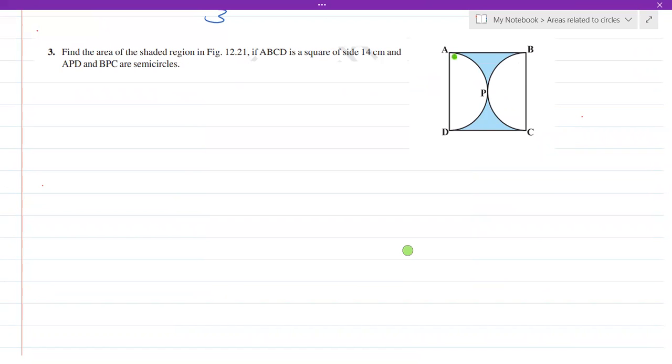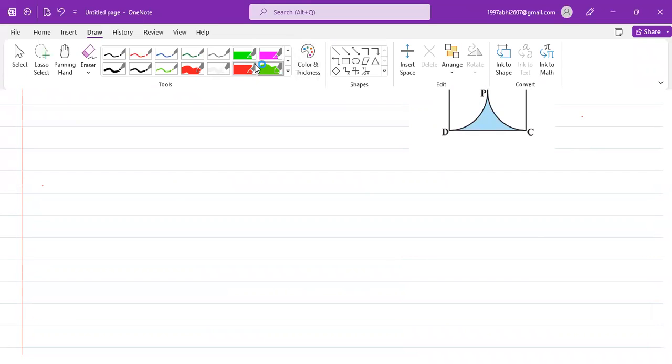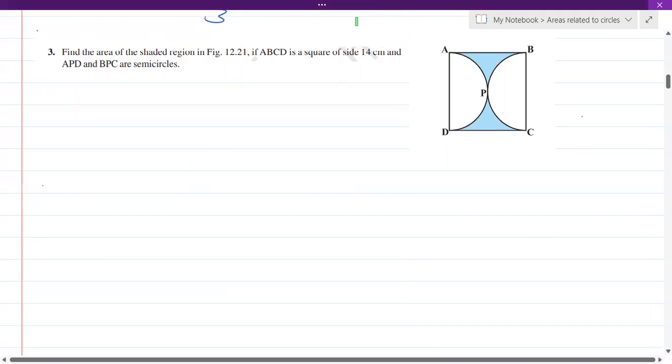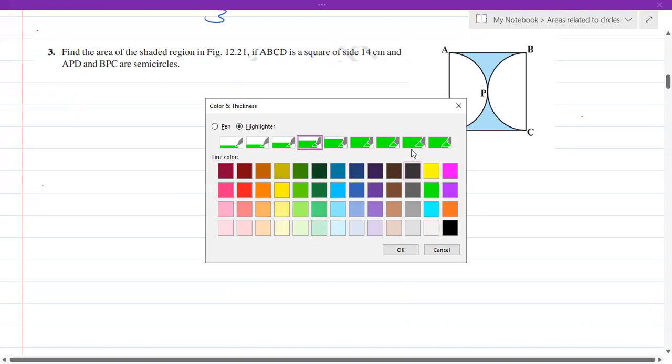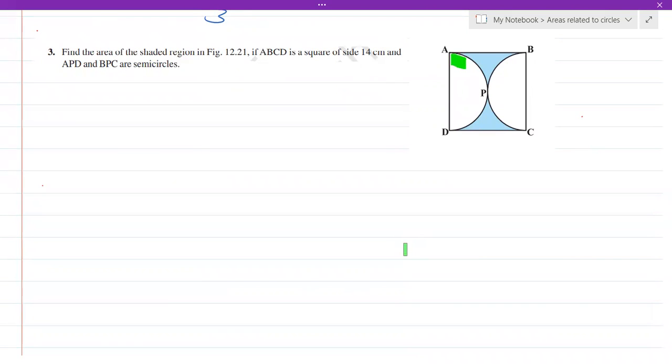Let's find the area of the square. That is the complete square. This is the area of the square which I have shaded completely. In that, if you subtract, or let me do it like this, let me color only the semicircles, that will be fine. Only the semicircles.